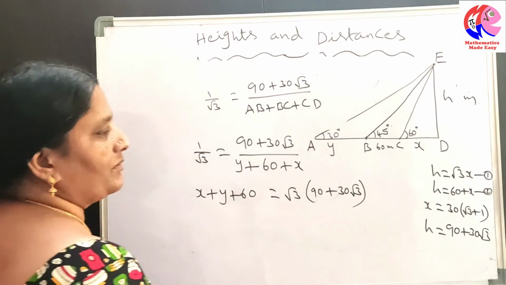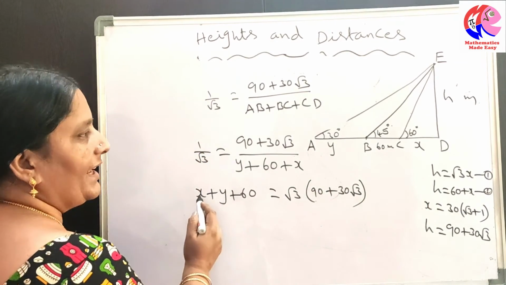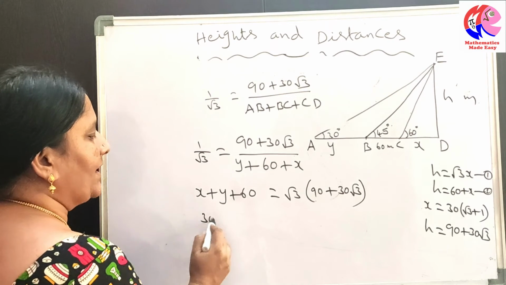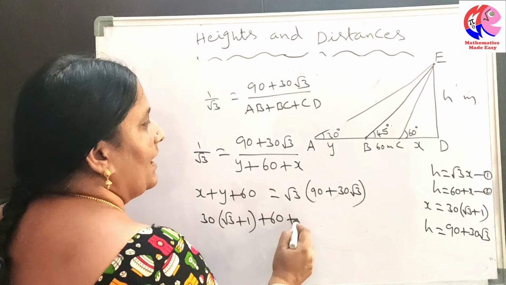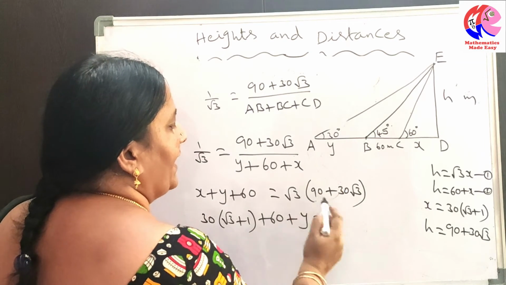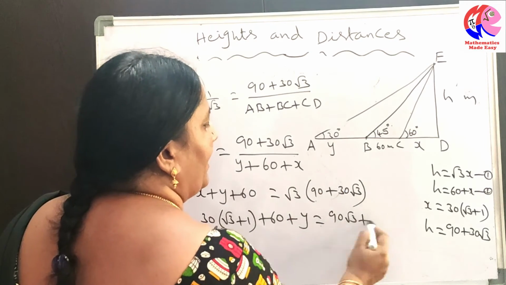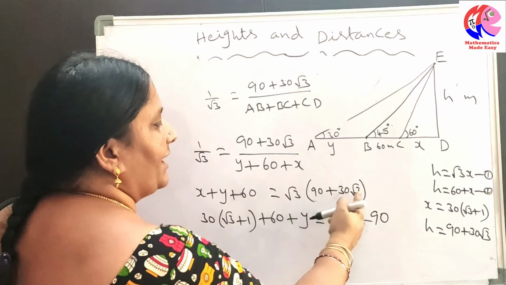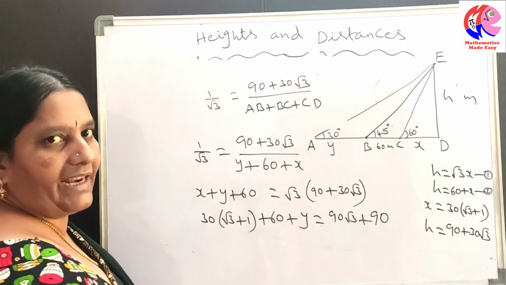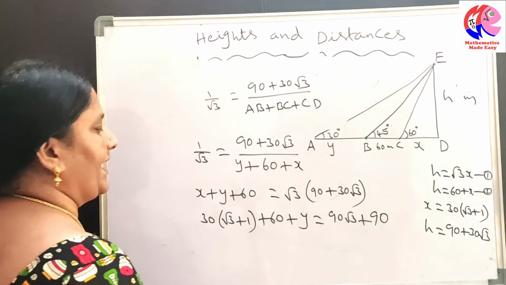Here it is 60 we have taken, and x value is 30 into root 3 plus 1. Then in place of x we are writing 30 into root 3 plus 1 plus 60, and plus y value we are finding, it is 90 root 3 plus root 3 into 30 root 3, it becomes 90. 30 into root 3 into root 3, it is 3, 30 into 3 is equal to 90.